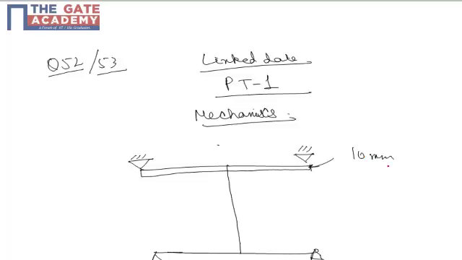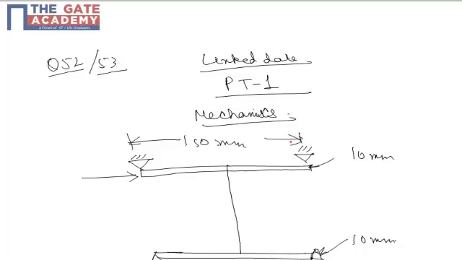10 mm steel plates. This is also a 10 mm steel plate, and it has a dimension of 150 mm. For this steel plate, its moment of inertia is given as 10 raised to 4 by 6 mm^4, and E_S is given as 200 kN per mm square.